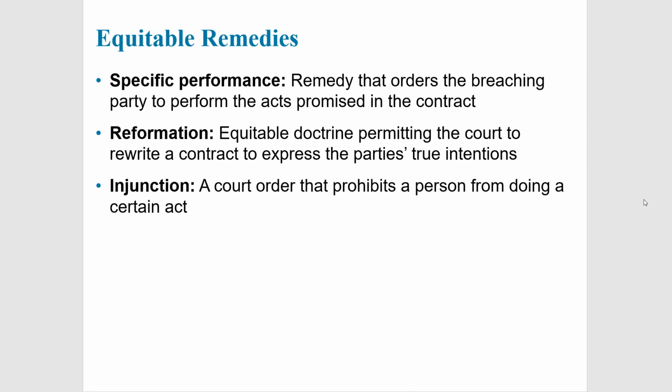Specific performance means that the court is going to order the breaching party to perform the acts as promised in the contract. So basically forcing the person to do what they said they were going to do. Reformation is an equitable doctrine permitting the court to rewrite a contract to express the parties' true intentions if we find that some language in the contract just didn't clearly state what the parties meant to have happen. The court would have the ability to go in and rewrite a part of that, or maybe even eliminate a part of the contract. An injunction is an order from the court prohibiting a person from doing something. It's an order for somebody to stop doing something.